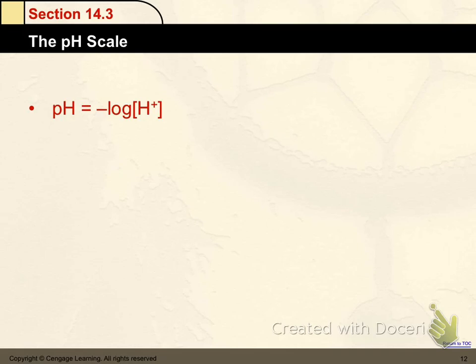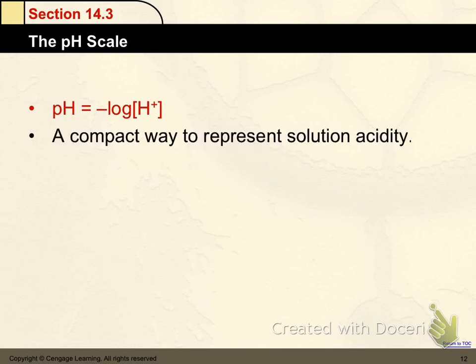The reason we do this is that anytime you log something, it's usually because the number you're looking at is really small, and hydrogen ion concentrations tend to be really small, especially if you're working with a smaller concentration solution. So if you have something like 1 times 10 to the negative fourth, that's a tiny number. We don't like writing out that number. So for convenience's sake, we refer to the power of hydrogen, or pH. If you take the negative log of 1 times 10 to the negative fourth, you get a much nicer number to work with: 4. So it's just a compact way to represent solution acidity.